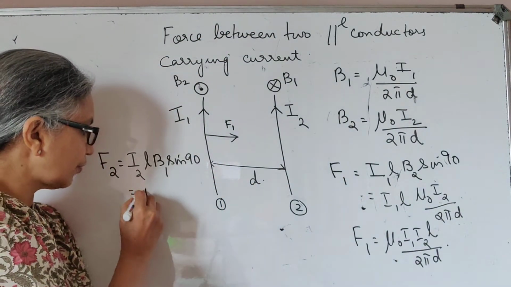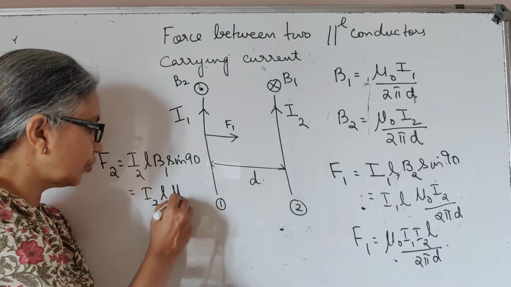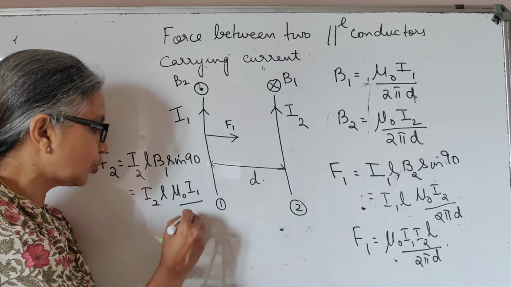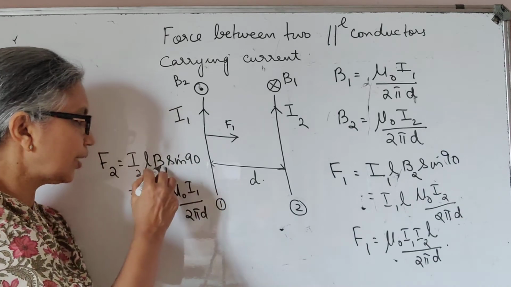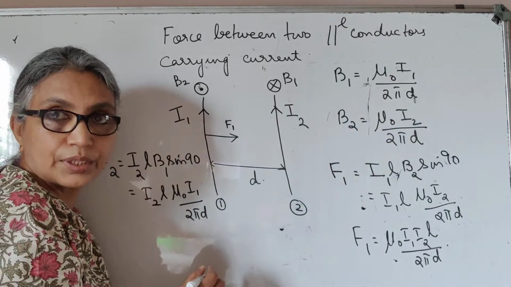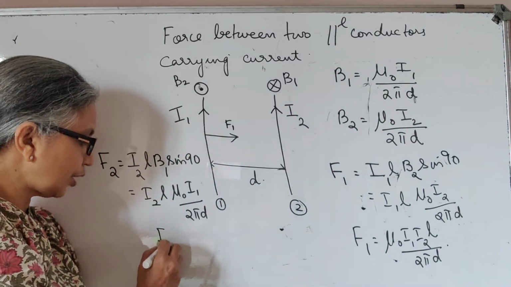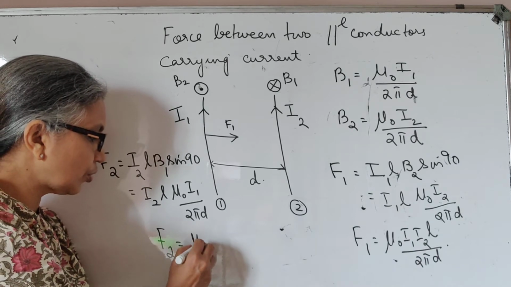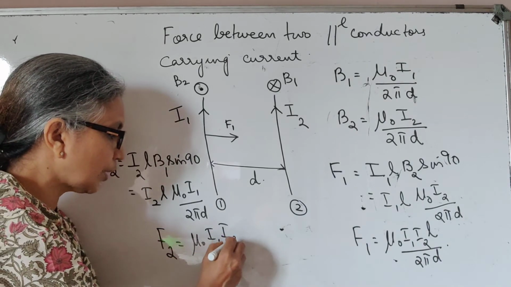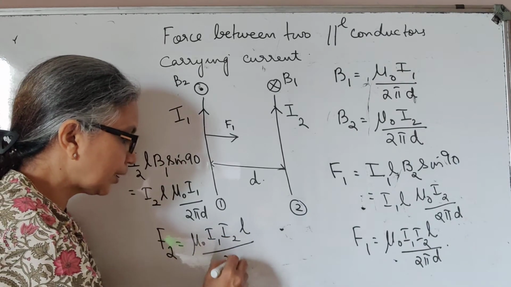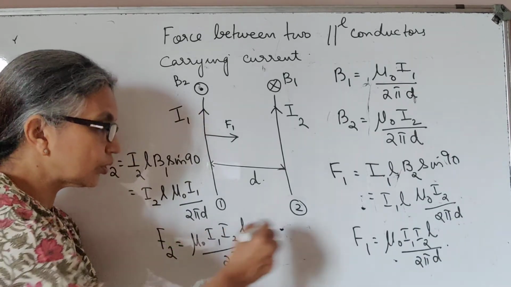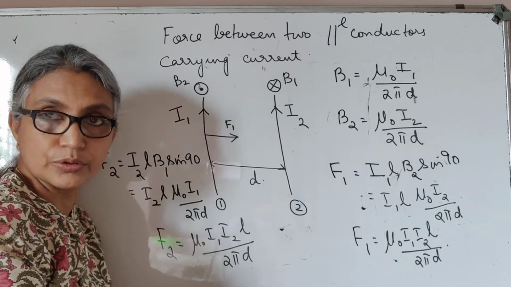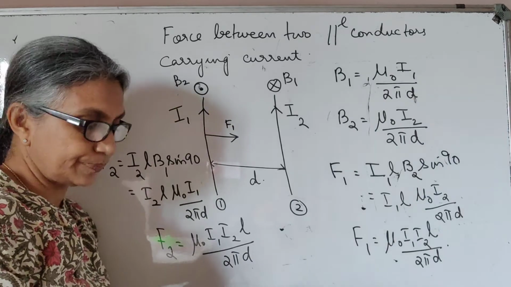So substituting, I have I2 L mu 0 I1 by 2 pi d. That means I have substituted for B1 from here. Rearranging, I have F2 as mu 0 I1 I2 L by 2 pi d. So you will see both F1 and F2 are equal in magnitude. Let us look at the direction.